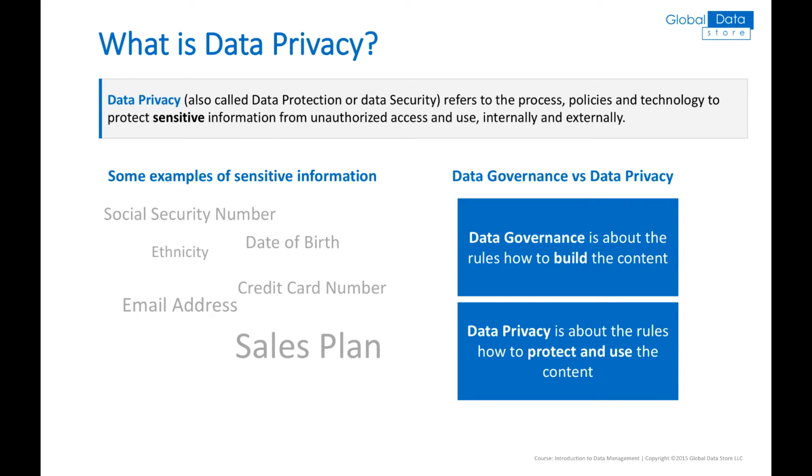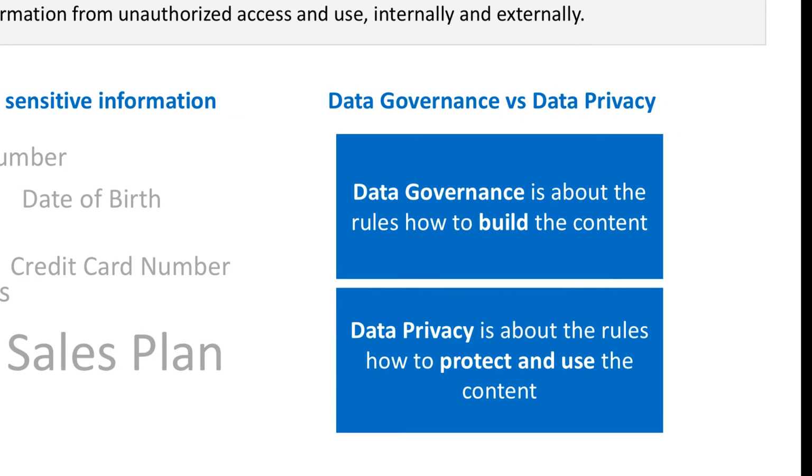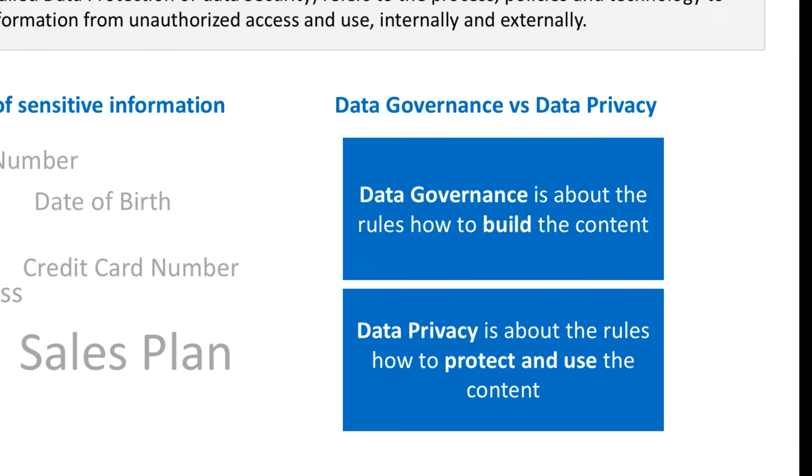At this point, it is important to distinguish data governance from data privacy. Data governance is about the rules, how to build the content. On the other hand, data privacy is about the rules, how to protect and use the content.